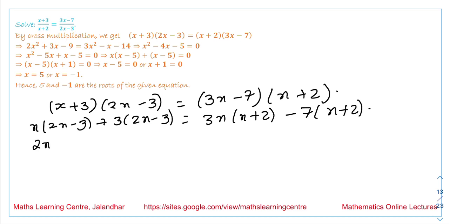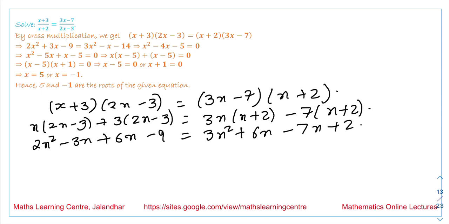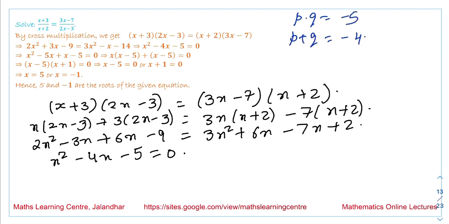When you multiply these terms, you get 2x² - 3x + 6x - 9, that is equal to 3x² + 6x - 7x + 2. On rearranging these terms, the equation will become x² - 4x - 5 = 0. So it means we want p and q such that p into q is -5 and p plus q is -4. So the values that will satisfy it are -5 and 1.